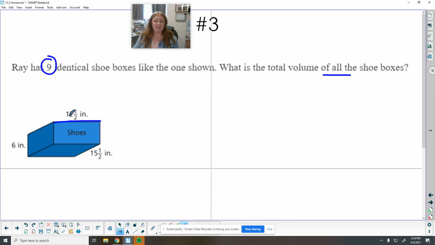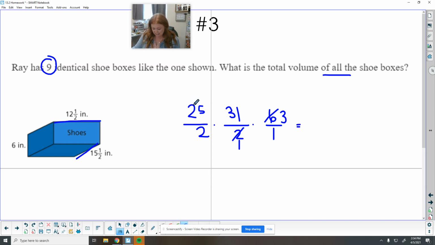2 times 12 is 24 plus 1 is 25 out of 2. And my width is 15.5. 15 times 2 is 30 plus 1 is 31 out of 2. And the height is 6 over 1. So I'm going to cancel these out. 2 goes into 2 one time and into 6 3 times. And it looks like that's all I can do.